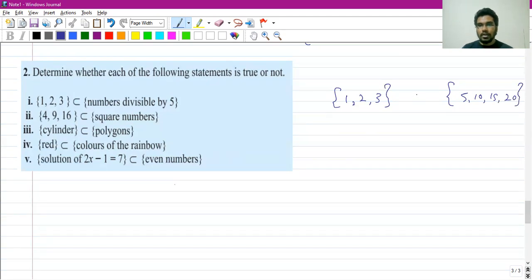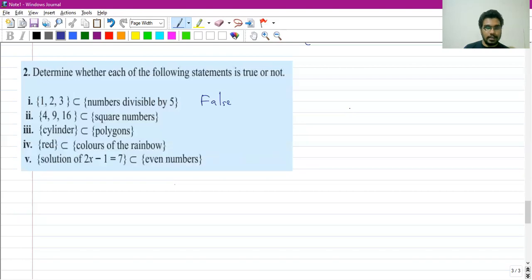So is this correct or wrong? Is this a subset of this one? No, because 1, 2, 3 are not included in this set. So we cannot say this is a subset of this second set. So this is not true, it is false. The first one is false.